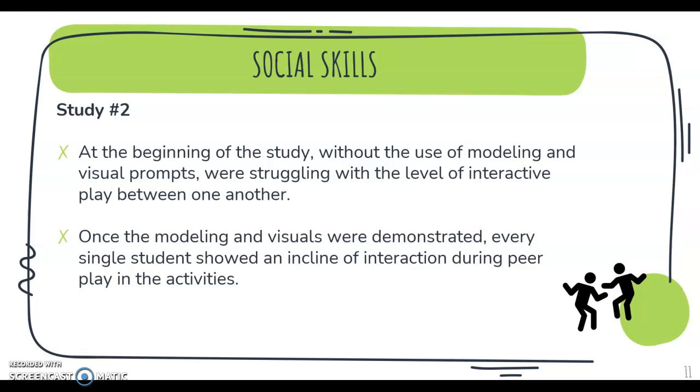In the second study, at the beginning, without the use of modeling and visual prompts, the students were struggling with the level of interactive play between one another. Once the modeling and visuals were demonstrated, every single student showed an incline of interaction during peer play in the activities. However, it needed to be determined if the intervention of visual prompts was effective, or if both the visual activities and the extra prompts were the keys to the students' improvement.